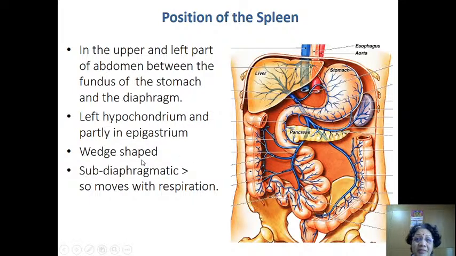It is roughly wedge shaped. In the previous slide it was described as oblong. It is a little variable. It is subdiaphragmatic in position.